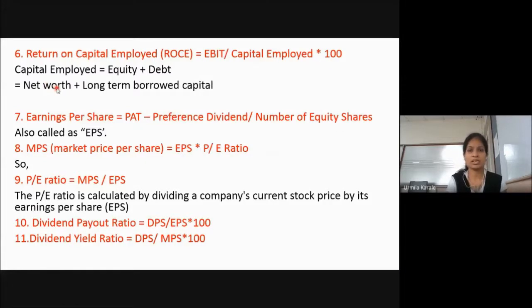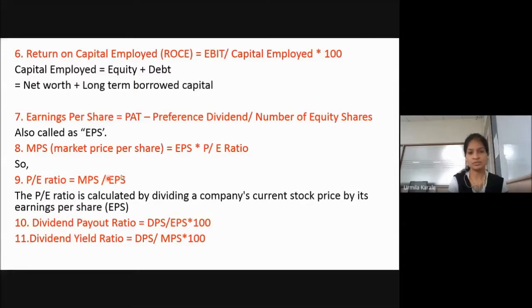Owners funds are also called net worth. Debt means borrowed funds. Okay, earning per share, you know it very well. From net profit, first we will be paying preference dividend. Whatever is left will be divided by the number of shares, right? Market price per share, so MPS. Now just try and understand how market price per share will come. EPS into PE ratio. PE ratio means price earnings ratio, market price per share over earnings per share. P stands for market price and E stands for EPS.